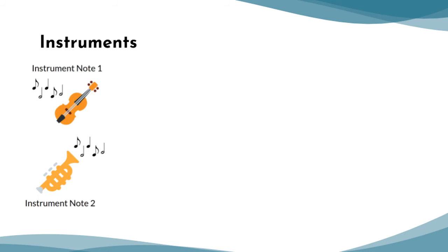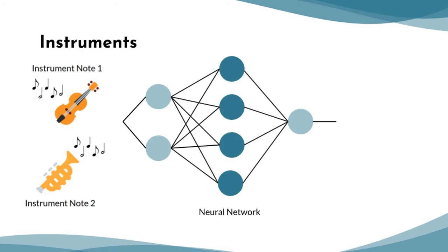Now let's take a look at how instruments work. Instruments are a little more complicated than oscillators, since instruments do not emit a simple sine or square wave. 2 different instruments with the same note and volume are input into the Google Magenta neural network.